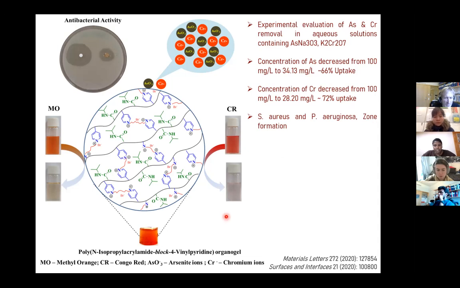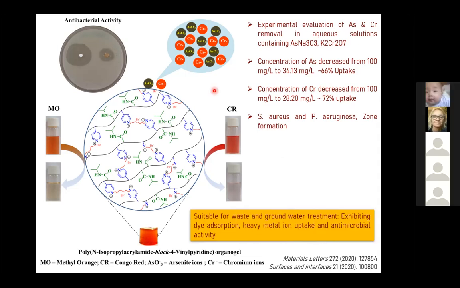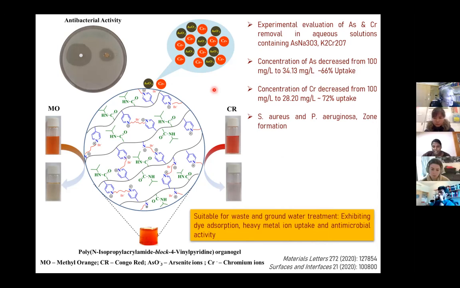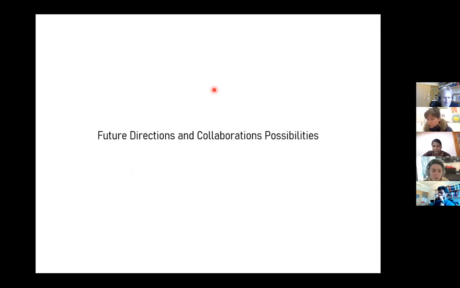So this is the short presentation of mine. So both of these materials, organogels, are one material which can be used for multiple purposes, like waste and groundwater treatment, where we can remove the dyes, especially textile effluents. Textile effluents also have heavy metals. And then water, most of the water which has microbes, that can also be removed using a single material.